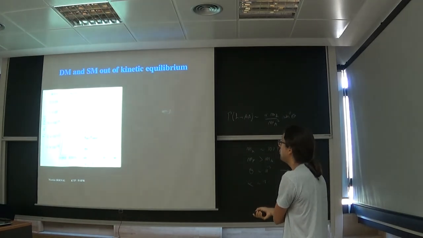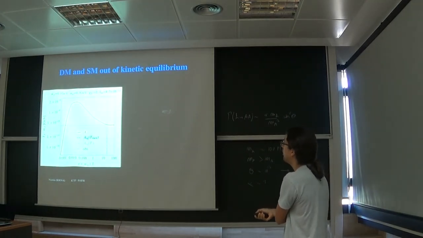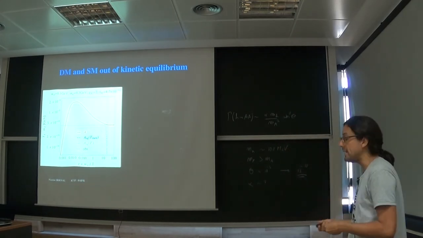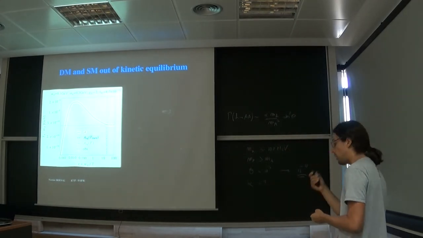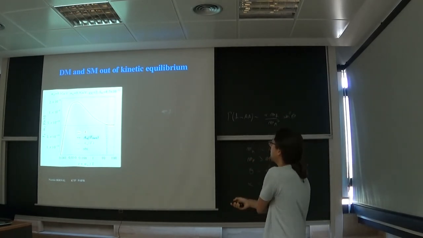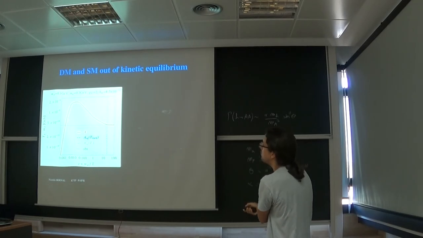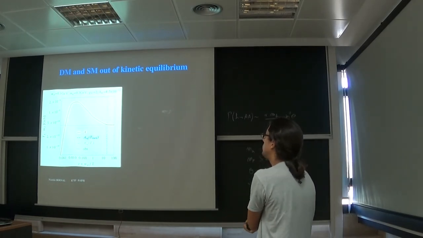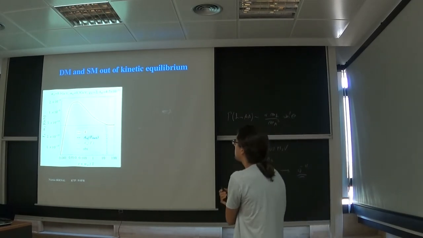So here I'm showing you the evolution of the dark matter particles. This is the yield Y, basically the number density of dark matter particles normalized with respect to the entropy, with its own entropy, as a function of the inverse of the temperature. So, if you want, on the time. So time is flowing from left to right.